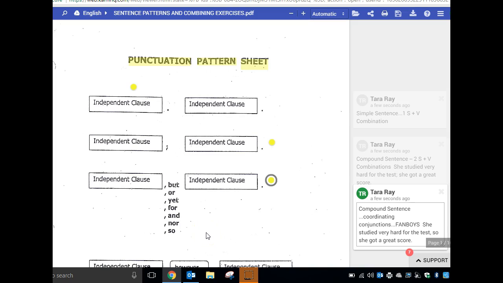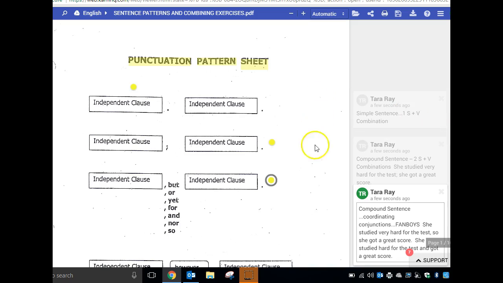So if I wrote it this way, notice what happens to my punctuation. She studied hard for the test and got a great score. The reason I do not put a comma here, guys, is because there's no subject on this other side. I'm just joining two verbs, right? She studied and got. So I lose the comma because technically got a great score cannot stand on its own, right? That has to be joined to an independent clause.